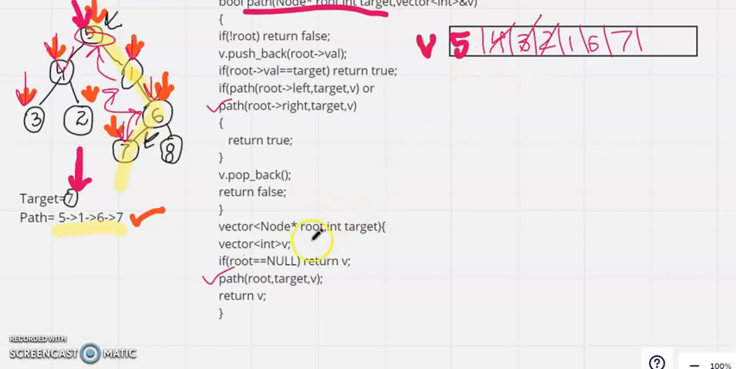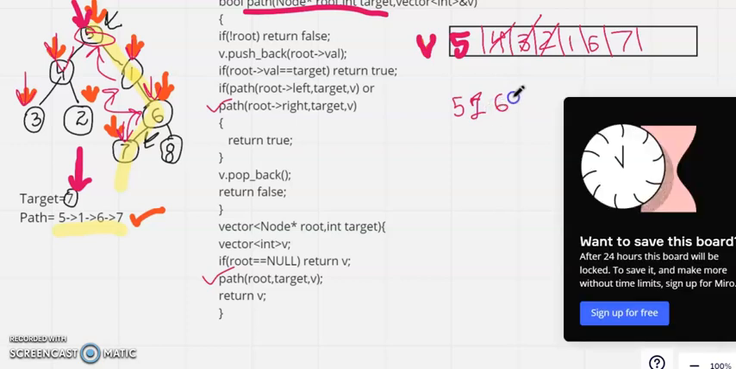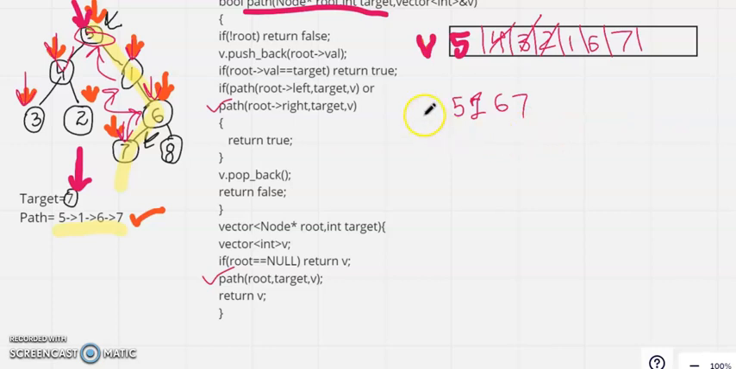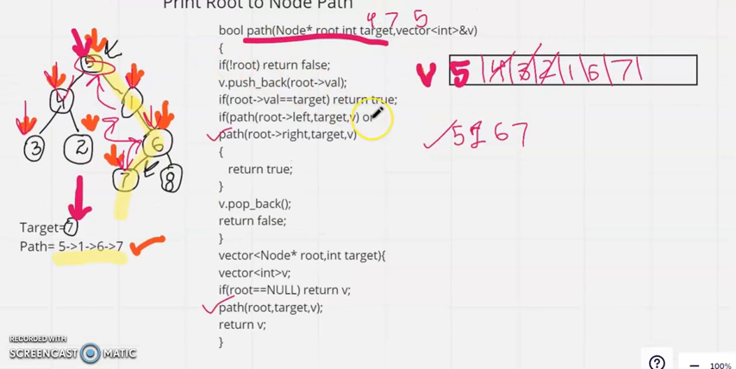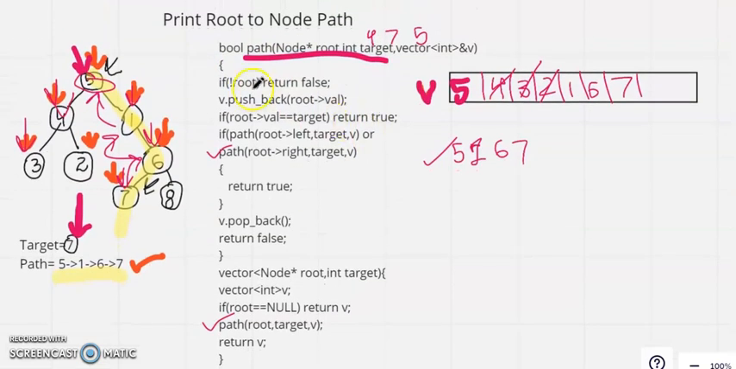So as we see, what has v become? V is now 5, 4, 1, 6, and 7. So this is our answer to this function. So this is the solution here. You can write it and dry run it by yourself. So this is from my side. Thank you.